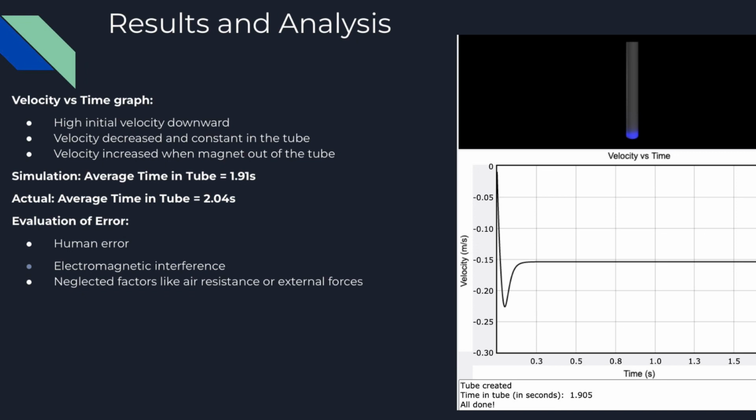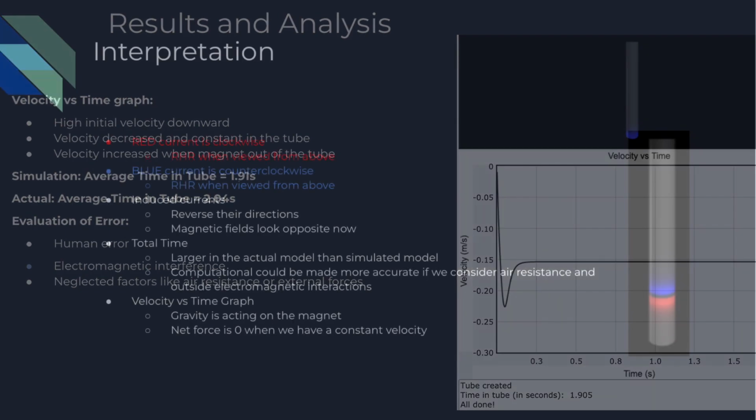Some evaluations of error could be human error or electromagnetic interference, and there could also be neglected factors like air resistance or external forces, which we stated in our assumptions in the introduction slide.